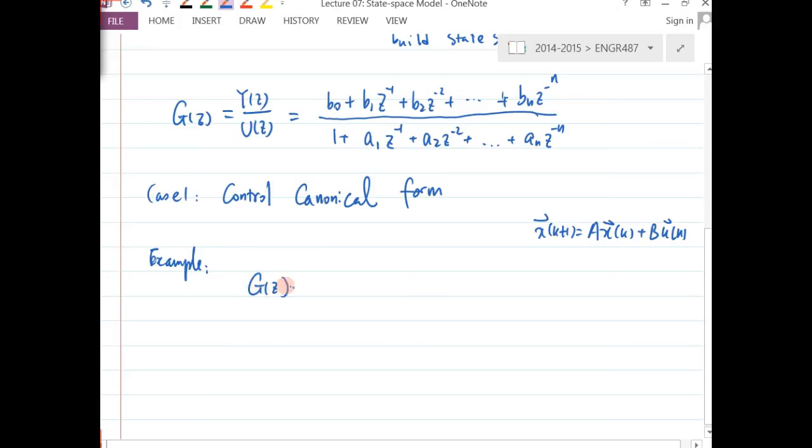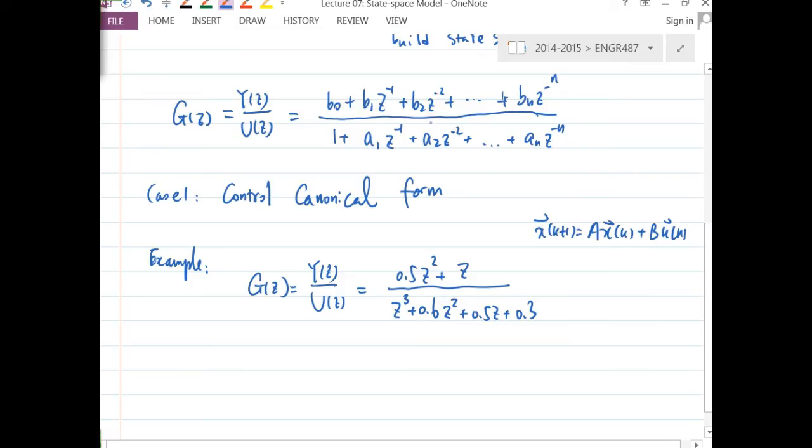Look at this G of z equal to Y of z over U of z equal to 0.5 z squared plus z over z cubed minus 0.6 z squared plus 0.5 z plus 0.3. So this is a special case of the general form here.